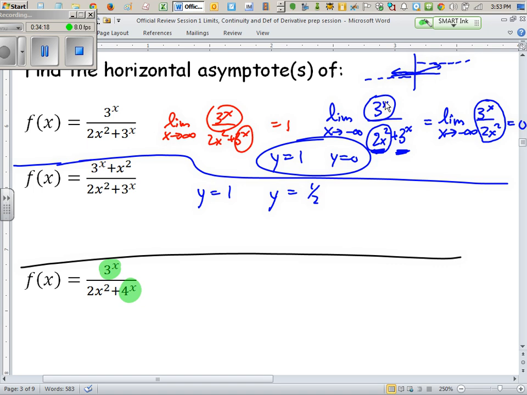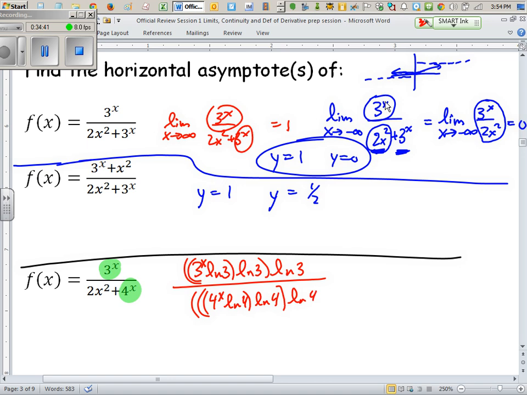You could do L'Hopital's rule on this. After a few derivatives, you'll see that the top is like 3 to the x ln 3, and then ln 3. Every time you take a derivative, we get another ln 3. The bottom, the 2x squared will go away after a couple derivatives. But the bottom's just going to look like 4 to the x ln 4, ln 4, ln 4. So after like 3 or 4 derivatives, you'll see the 2x squared's gone. But this thing is still bottom heavy.